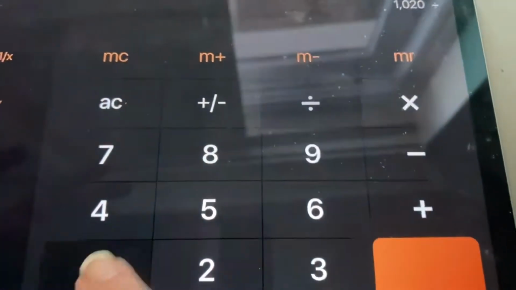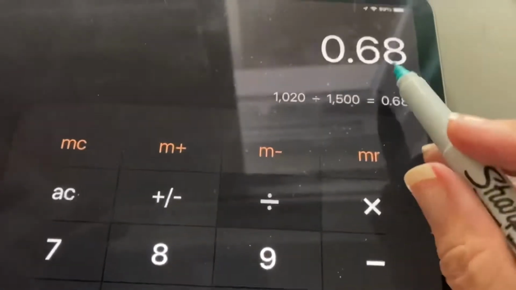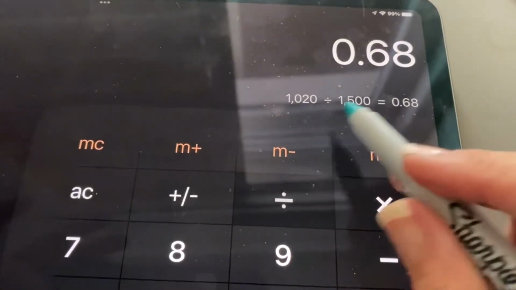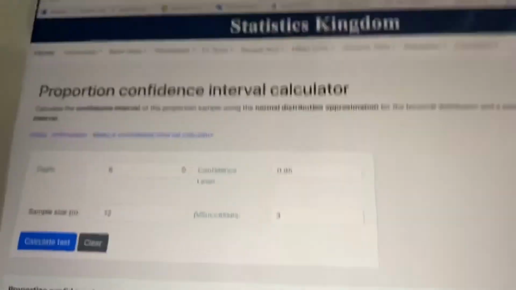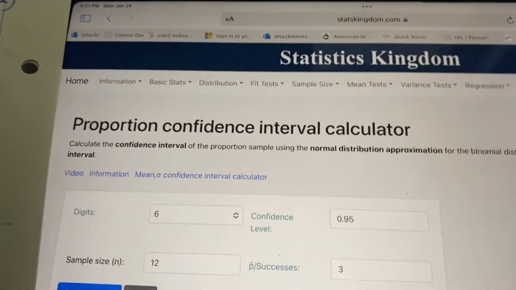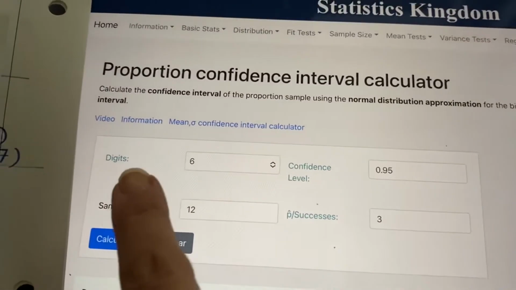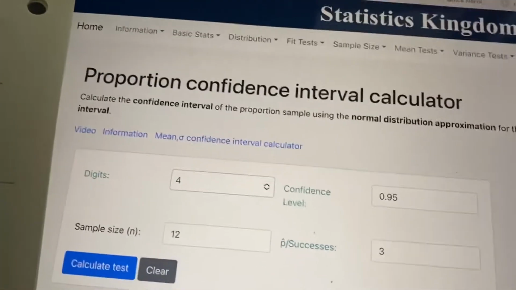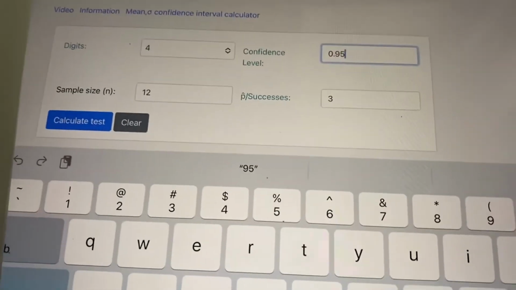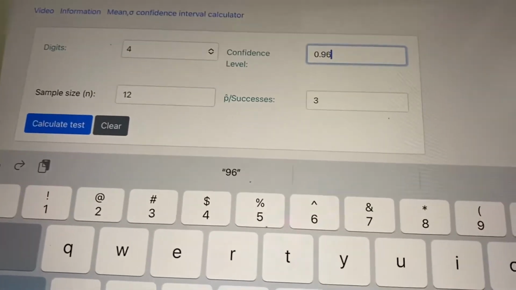1,020 divided by 1,500. Yes, that's 68%, right? 1,020 divided by 1,500, 68%. Okay, so back to our interval calculator. This digit just means how far out do you want a digit. So I really probably only care to a 2 or 3, but I'll set it on 4. It said my confidence level would be 96.